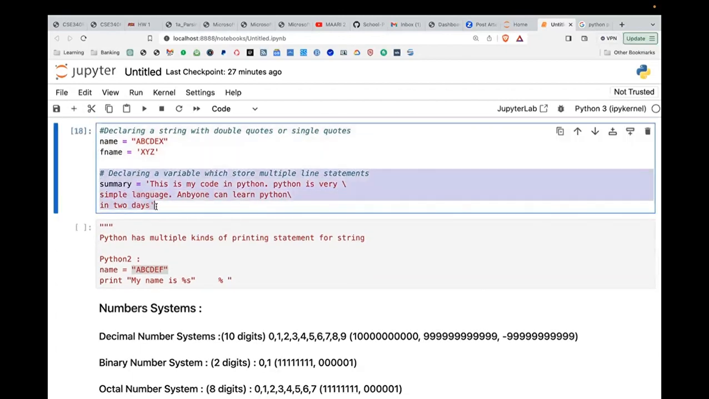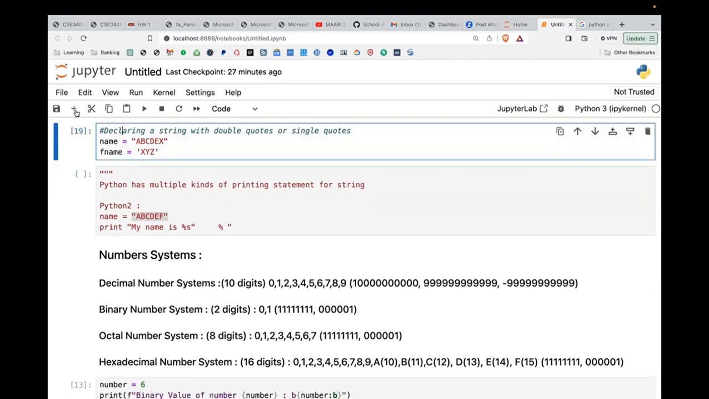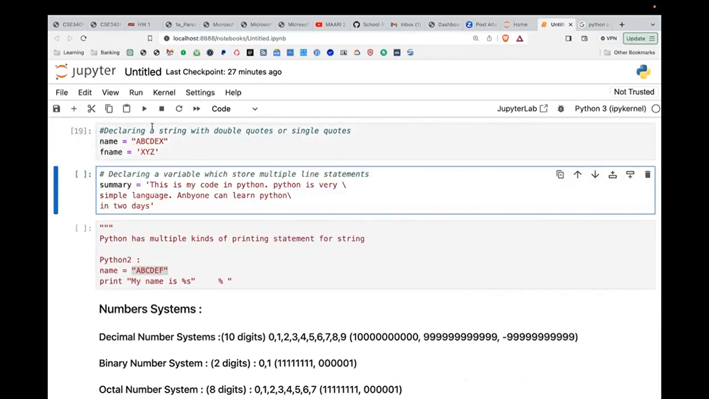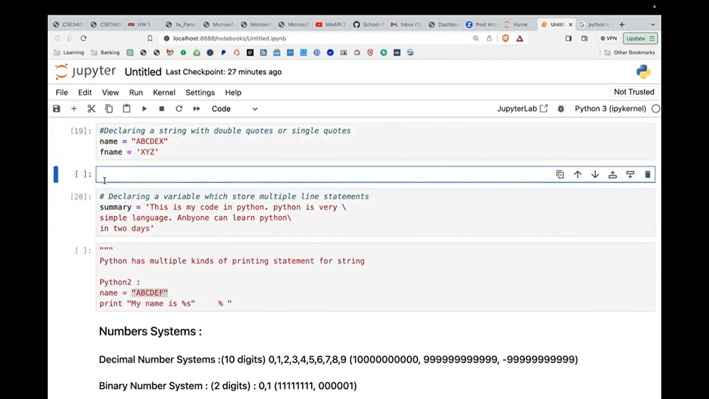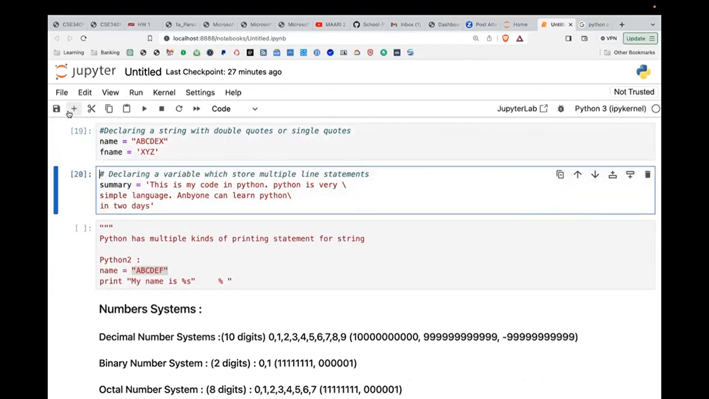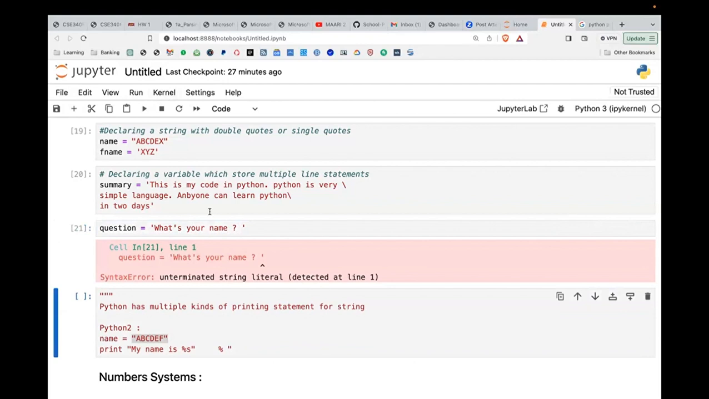This is the very first one. This is done, this is fine. Another one, this was the second one, this is fine. This is the third one. Wait a minute, I was generating a question. My question was, what's your name? If I write this, what's your name, in single quotes, it will generate the error. Why is it an error?